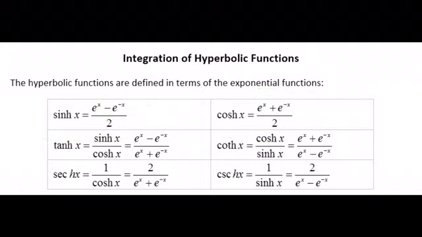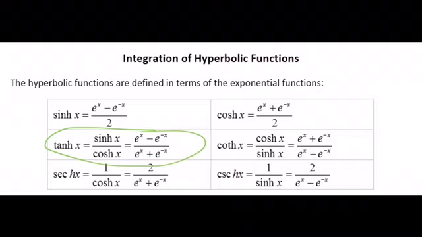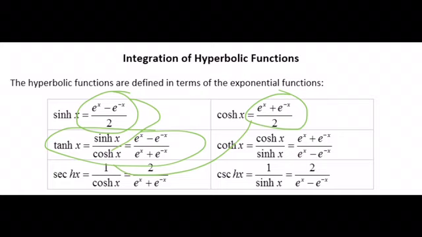For tangent, we know that tangent is sine over cosine. The same with hyperbolic tangent. So hyperbolic tangent is hyperbolic sine of x over hyperbolic cosine of x. In terms of exponential functions, it's defined as e to the x minus e to the negative x over e to the x plus e to the negative x. You can derive this by substituting the values for hyperbolic sine of x and hyperbolic cosine of x, with the hyperbolic cosine in the denominator.